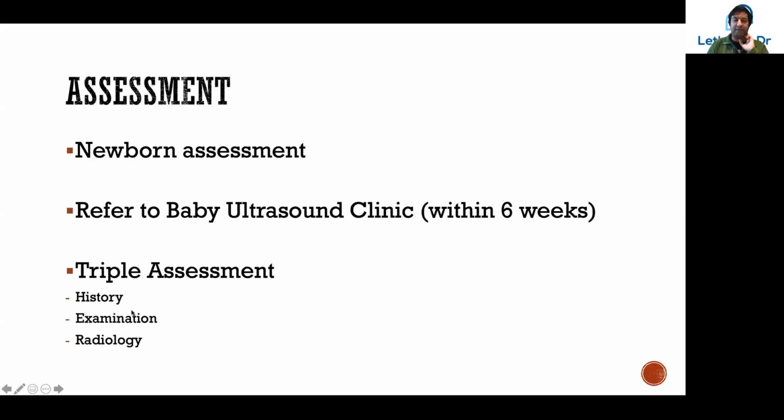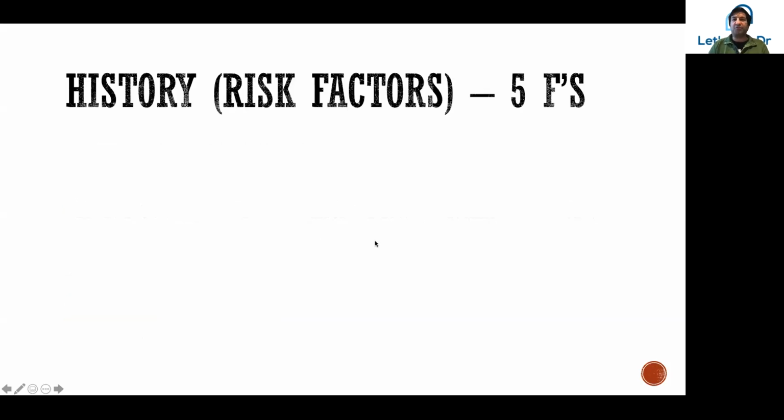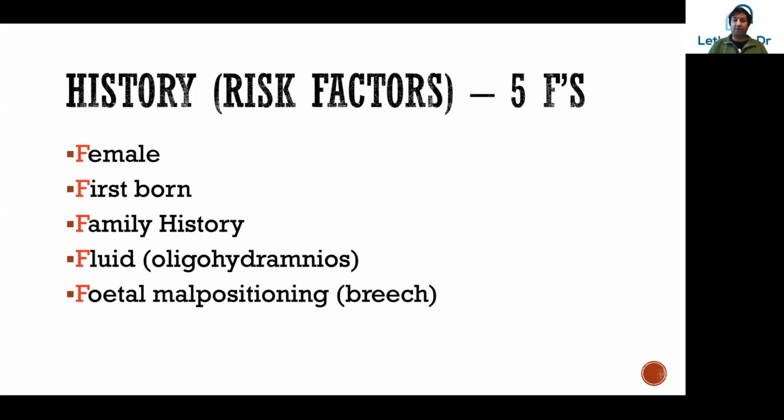Within this baby ultrasound clinic, my favorite phrase, you get a triple assessment consisting of history, examination, and radiological assessment. From a history point of view, you're looking for risk factors, and I break these down into the 5 Fs. Are they female? Are they firstborn? Do they have a problem with fluid, oligohydramnios? Fetal malpositioning, breech, and also family history? These are the kind of things that I'm asking for in a pediatric clinic assessment.